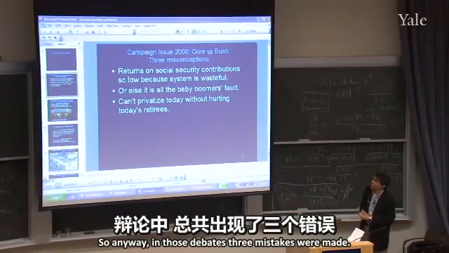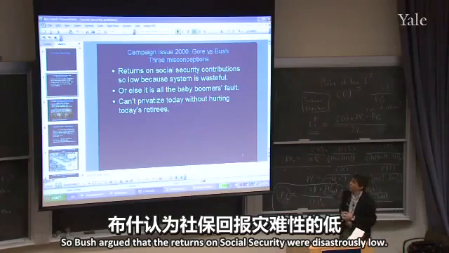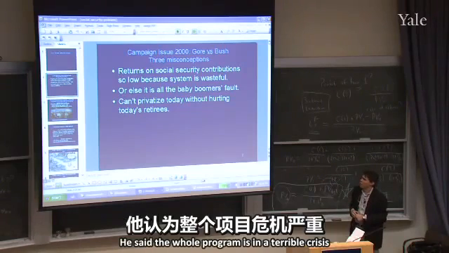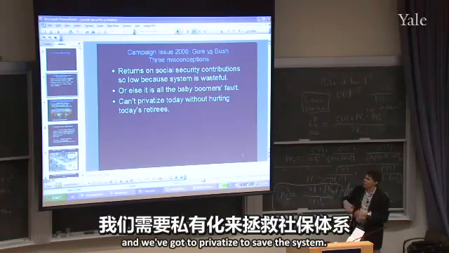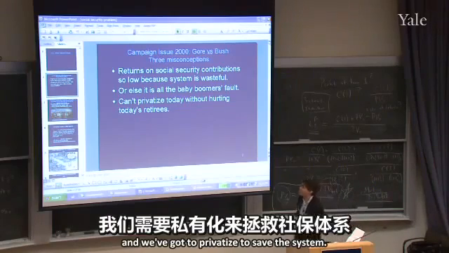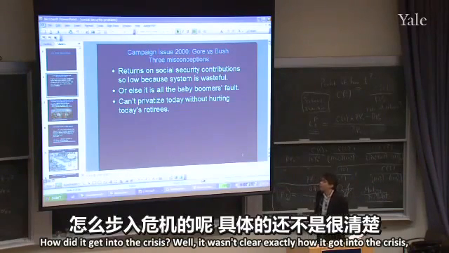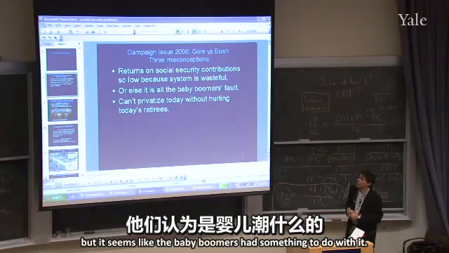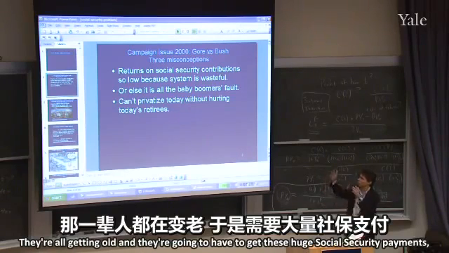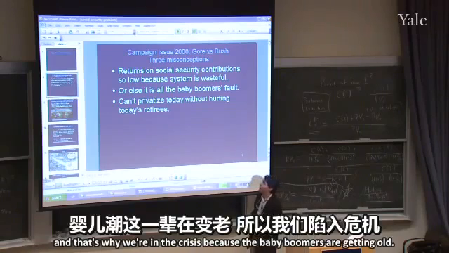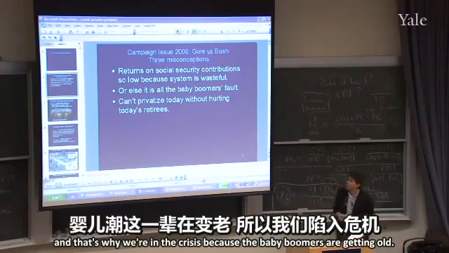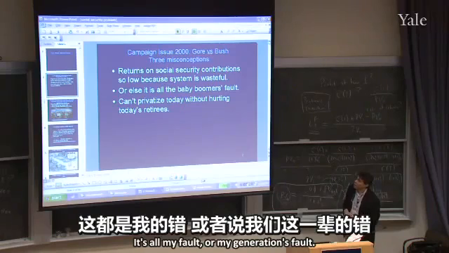So anyway, in those debates, 3 mistakes were made. So Bush argued that the returns on Social Security were disastrously low. He said the whole program is in a terrible crisis, and we've got to privatize to save the system. Okay, how did it get into the crisis? Well, it wasn't clear exactly how it got into the crisis, but it seems like the baby boomers had something to do with it. They're all getting old, and they're going to have to get these huge Social Security payments, and that's why we're in the crisis, because the baby boomers are getting old. It's all my fault, or my generation's fault.